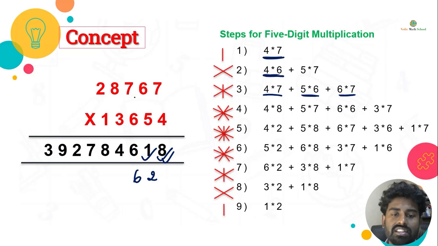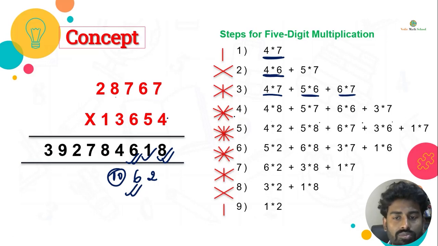So now add it again. 7 4s are 28, 6 7s are 42, 28 plus 42 is 70, and 6 5s are 30. 70 plus 30 is 100, and 100 plus 6, the carry over, is 106. So now the carry over is 10. Okay. Now next, the 4th digit multiplication.